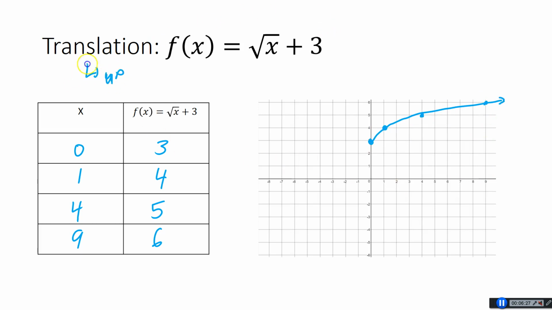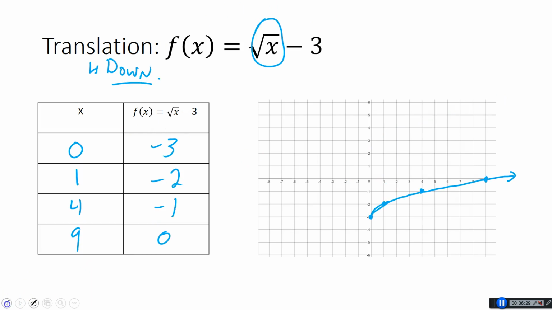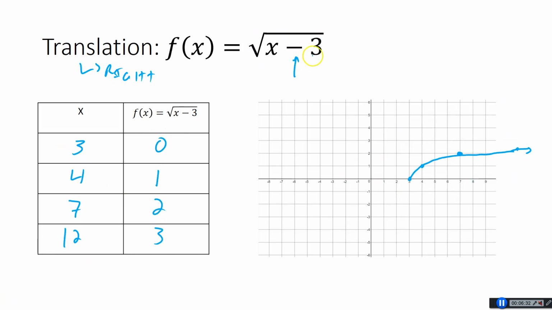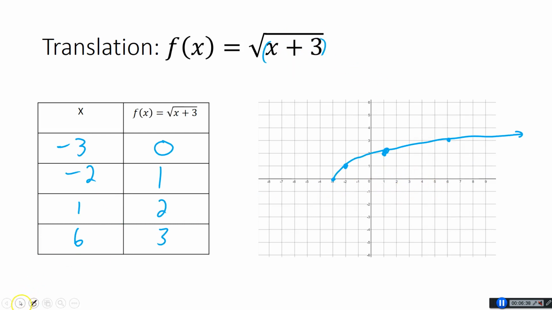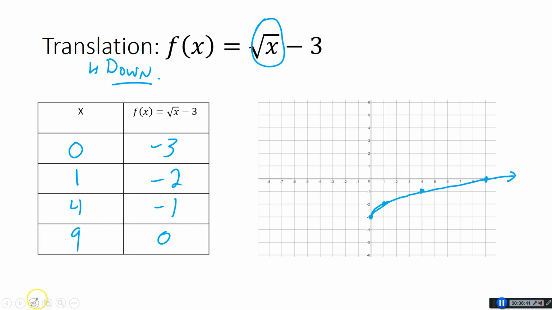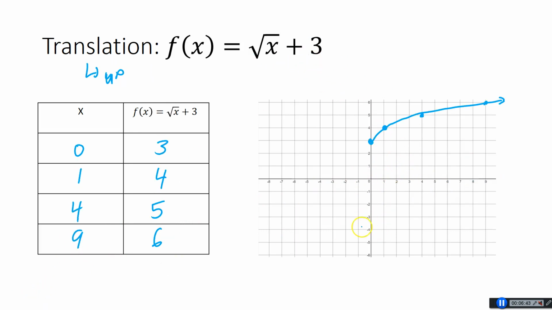So let's see if we can make a little summary of what's happening here so far. When it was inside the square root, subtracting moved us right, adding moved us left. If it's outside, subtracting moved us down, and adding moved us up. So often what people say at this point is, when it's inside, I always say it's snuggling close to the x. So if it's inside, it has something to do with the x, and it's the opposite of what you want it to be.